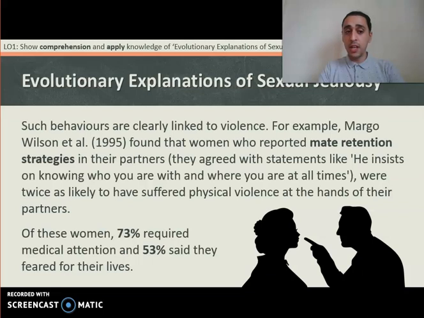Of these women, 73% required medical attention, that's massive, and 53% said they feared for their lives. God, 20% of those women required medical attention but didn't fear for their lives. They're hardcore.